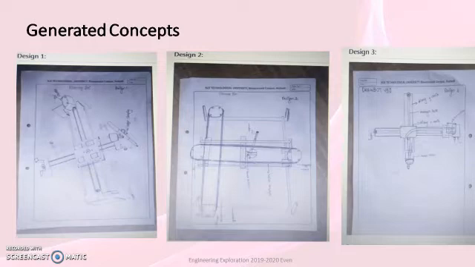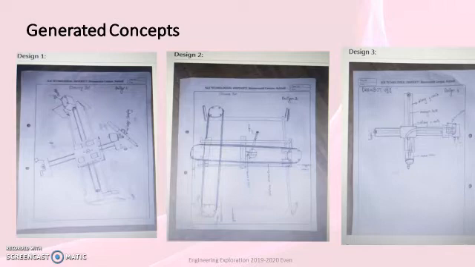Generated concepts. There are totally 3 generated concepts. One, XY plotter. Second, square plotter. Third, simple plotter. In the XY plotter, we use 2 stepper motors and 1 servo motor, and movement takes place along x and y direction. In the square plotter, we use 4 stepper motors and 1 servo motor. The movement takes place along a square.